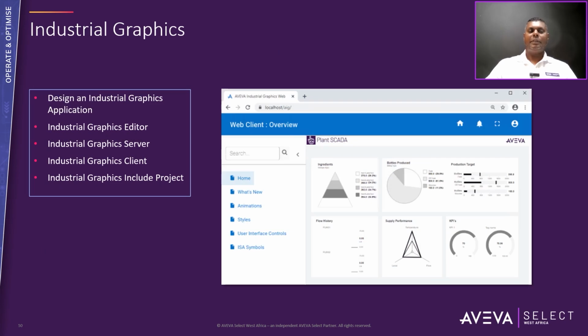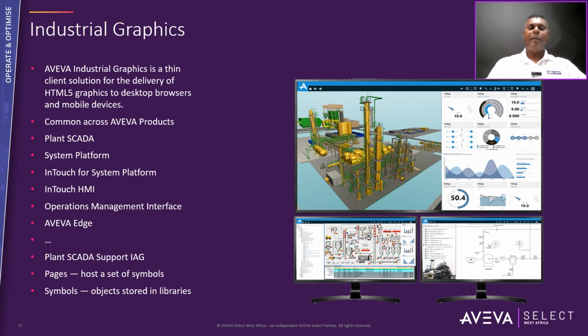AVEVA Industrial Graphics. AVEVA Industrial Graphics is a thin client solution for the delivery of HTML5 graphics and functional content to desktop and mobile browsers. Content is created using the Plant SCADA Industrial Graphics editor. It provides a common graphics technology that can be used across AVEVA's SCADA and HMI solutions, including Plant SCADA, System Platform, InTouch for System Platform, InTouch HMI, Operations Management Interface, AVEVA Edge, and more.